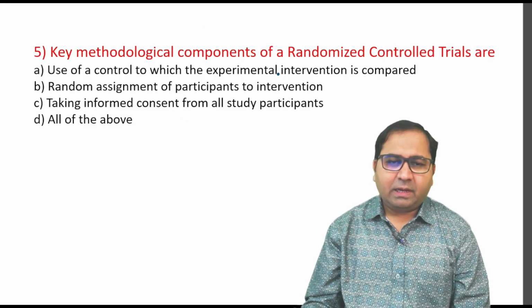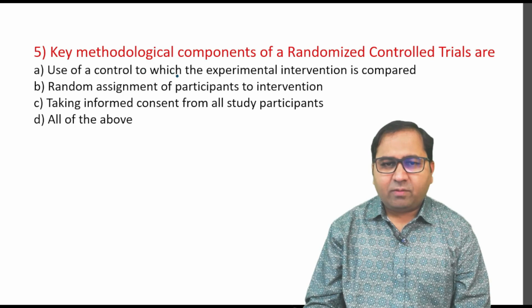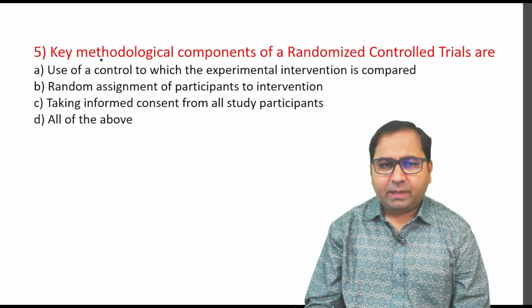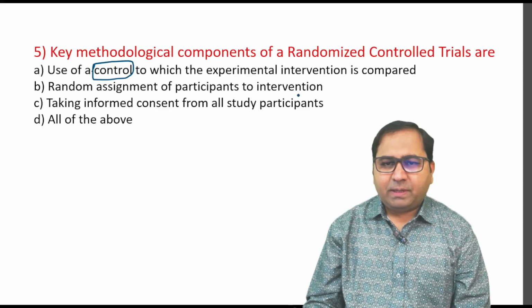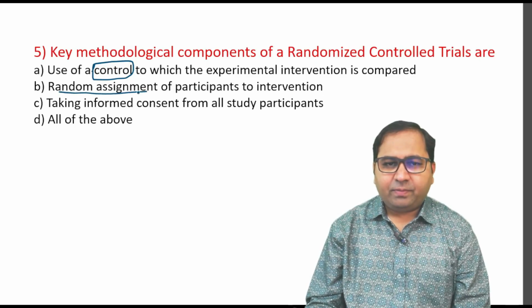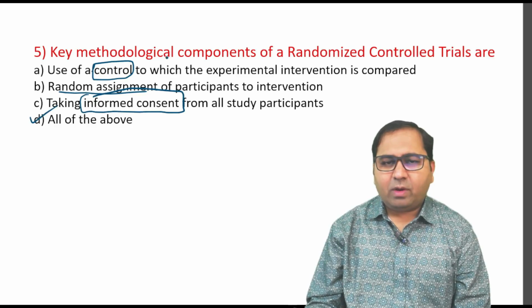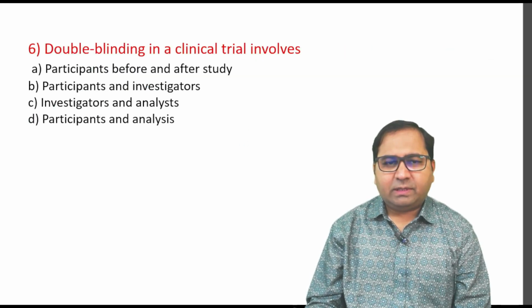Let us see the statements again. Use of a control is required to which the experimental intervention is compared. Yes, this is correct. Control is required. Random assignment of participants is required. Yes, even this is correct. Taking informed consent is required. Yes, even this is correct. So all of the above are correct in this question. Okay.